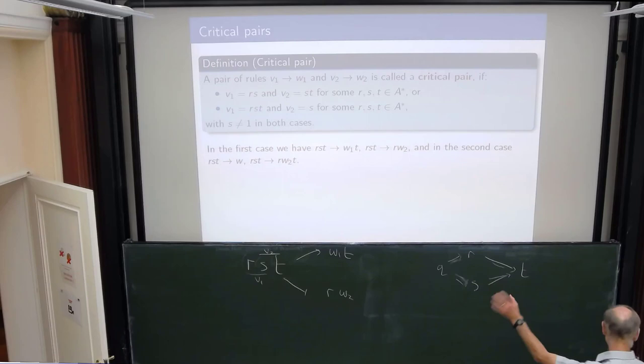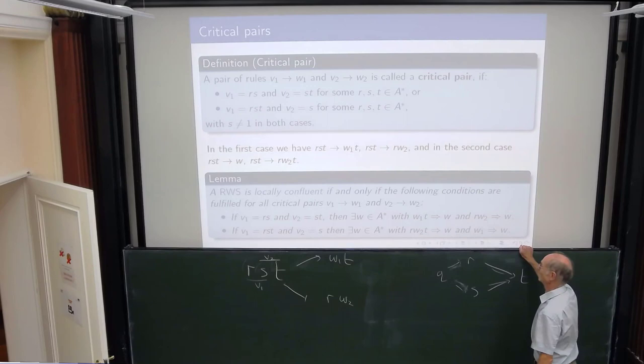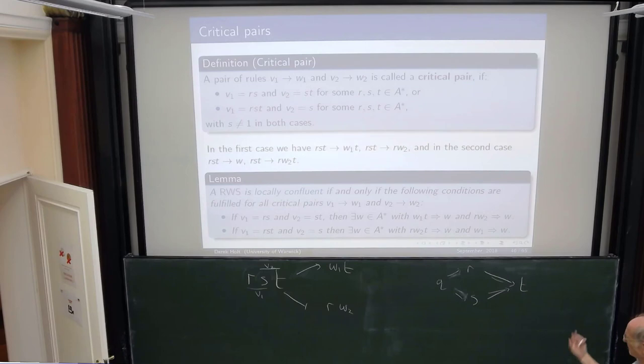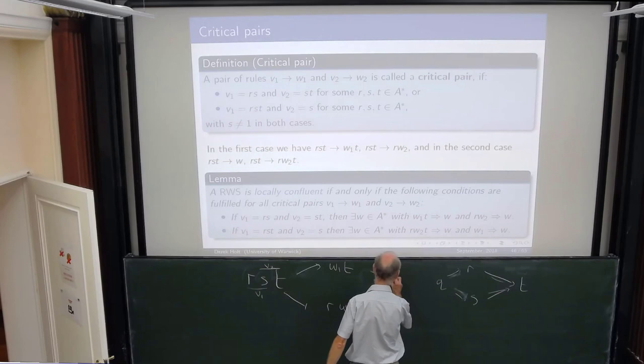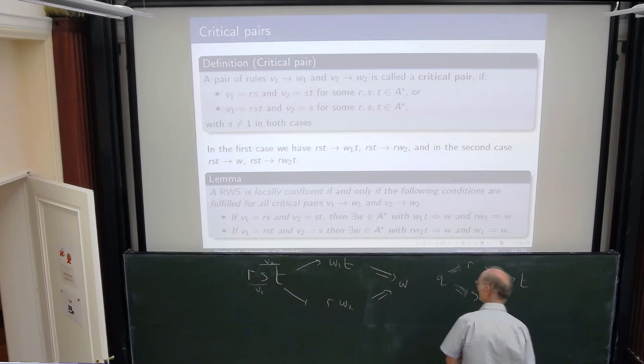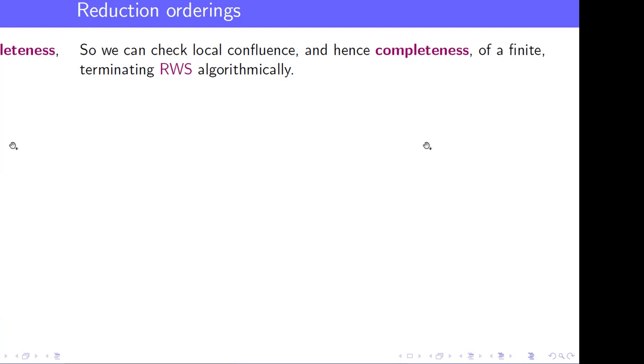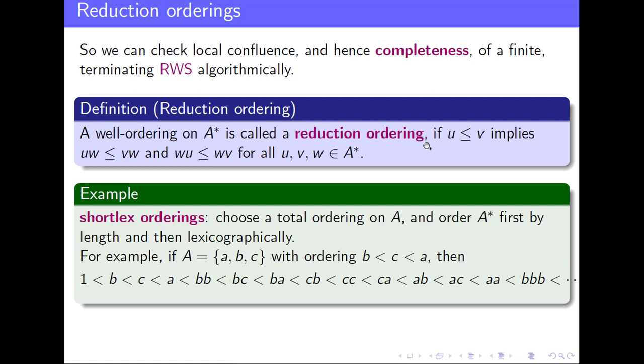Okay, so now there's another nice lemma that, again, is not too difficult: to test for local confluence, we just need to examine all of these critical pairs. I've almost proved this to you in a sort of hand-wavy way. And we need to examine for such things whether there's a common rewrite W. Okay, so assuming the rule set is finite and terminating, then we can test confluence and hence completeness, which is what we want to do. And okay, just to make sure, there's an easy way of making sure it's terminating.